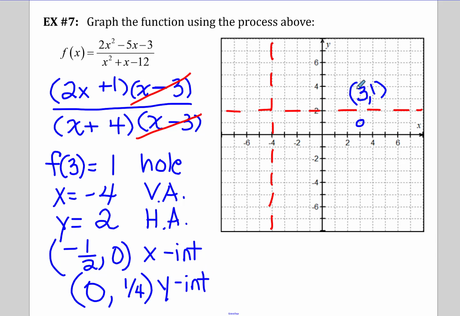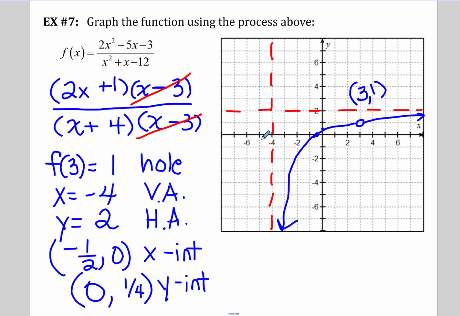And let's see if we can put those together. So negative 1/2, 0 is an x-intercept. And what was the other point we had? 0, 1/4 was a y-intercept. So we know that the graph hovers toward the horizontal asymptote. It's got to come over here and then go down, heading toward that asymptote.